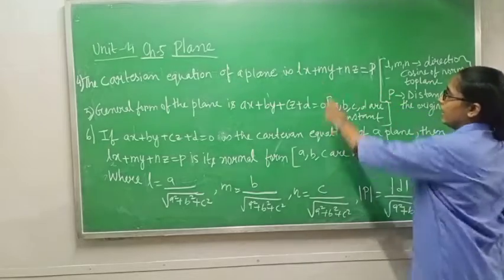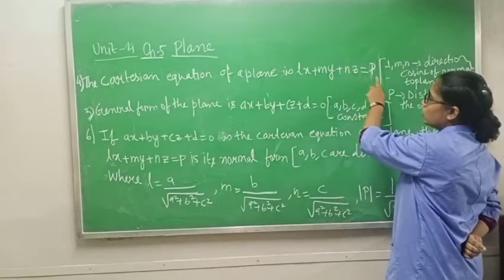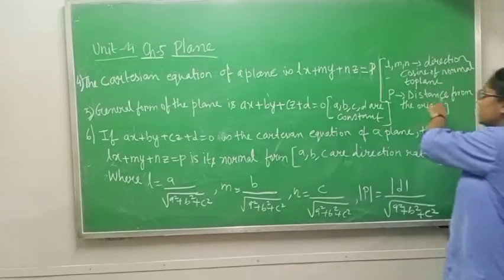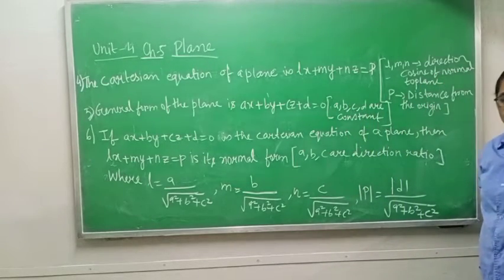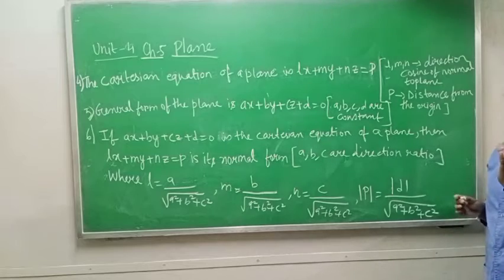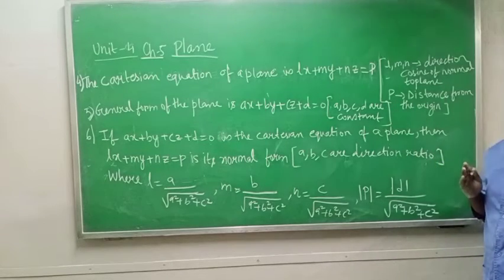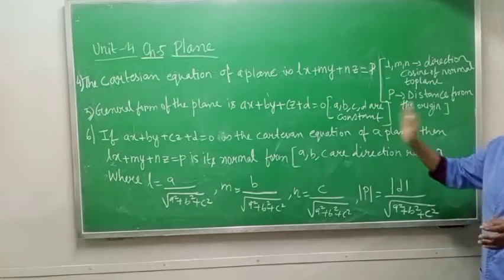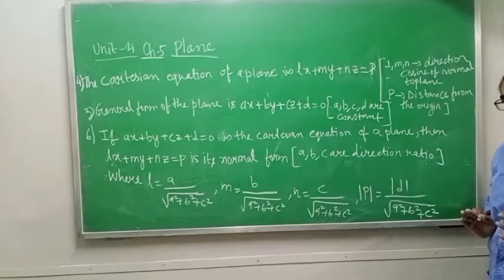So the formula is Lx plus My plus Nz equals P, where L, M, N are direction cosines and P is the distance from the origin. When the distance from the origin is given and the direction cosines L, M, N are given, you can put them in and you will get your Cartesian equation.